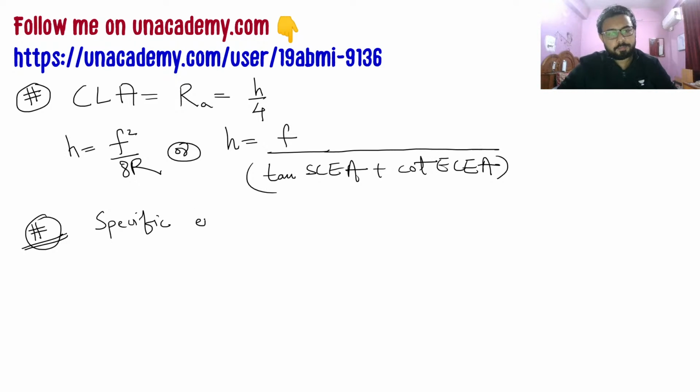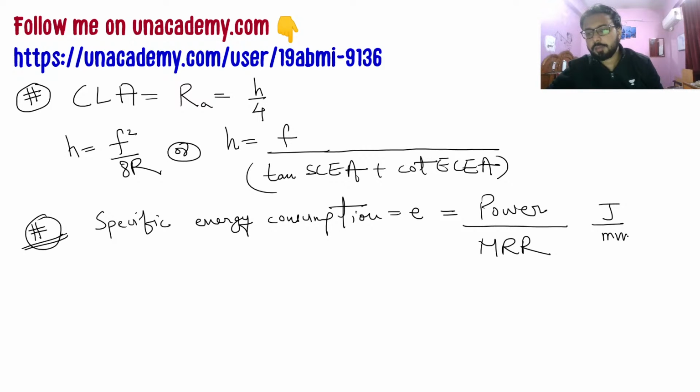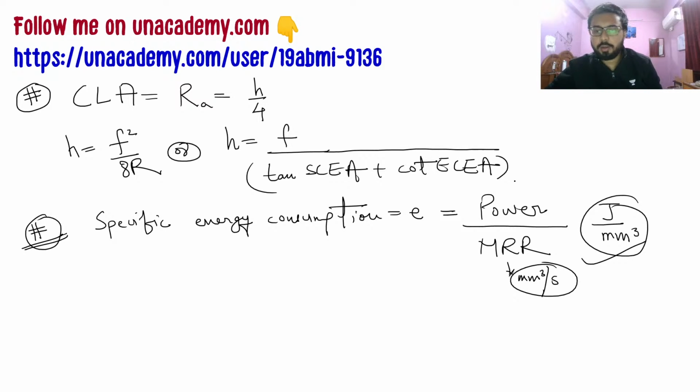energy consumption is equal to E. This will be equal to power divided by the material removal rate, and its unit will be joule per mm cube. So just remember this, and here MRR will be in mm cube per second, and here power will be in watt. So this will be your specific energy consumption E.